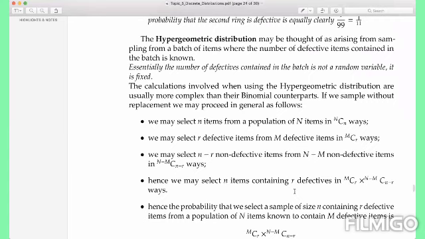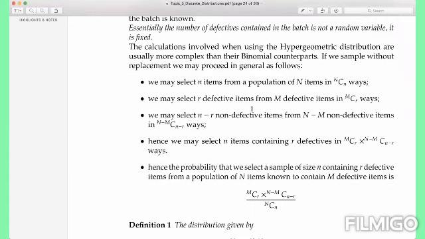Now, what you should take home is that the calculations involved when using hypergeometric distributions are usually more complex than their binomial counterparts. That's true. If we sample without replacement, we may proceed in general as follows. We may select n items from a population of N items in these ways. So this shouldn't confuse us because we've seen these ways in chapter 2, the original material, the first phase, these combinations and so on. And then we may also select the other defective ones.